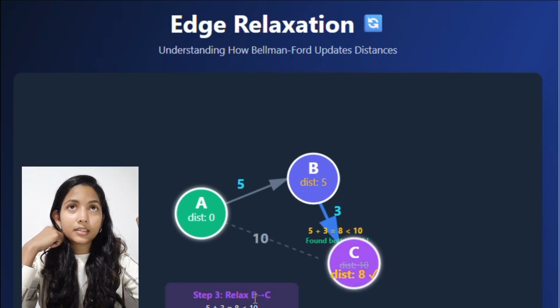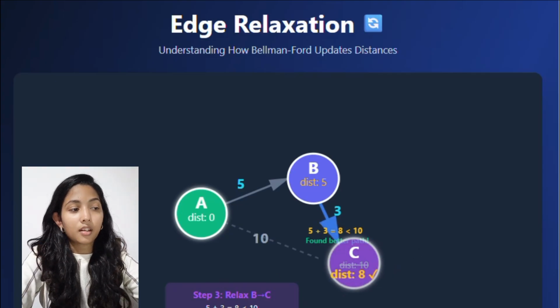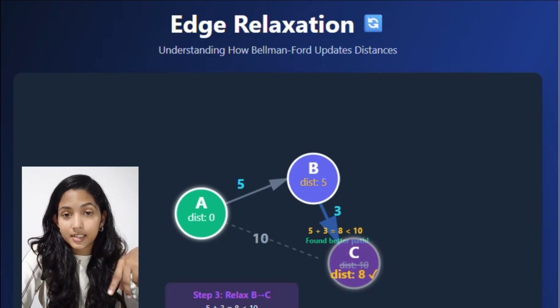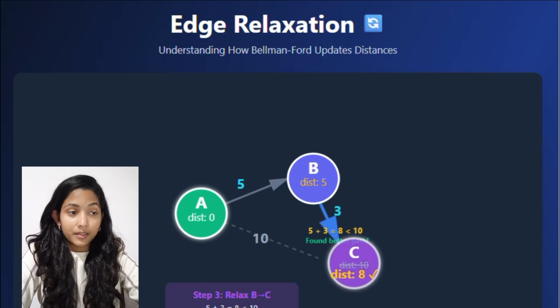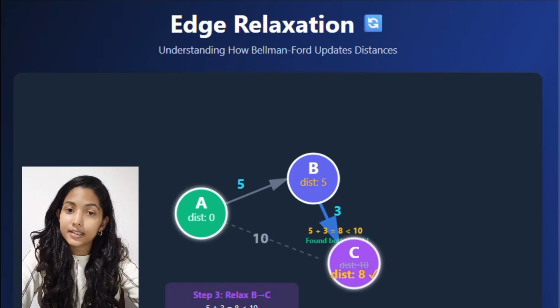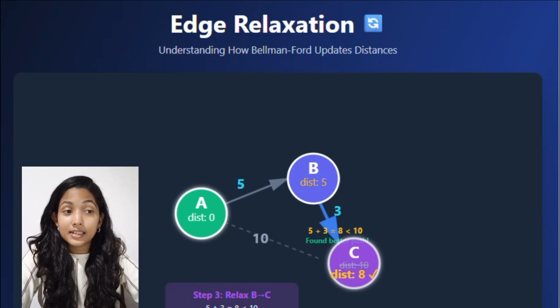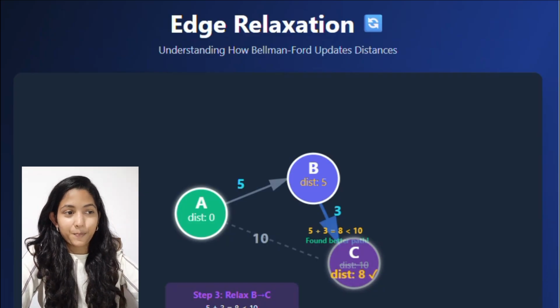The old distance gets crossed out and the new distance appears. So we found a better path. Going A to B and B to C, a total of 8, is better than A to C, a total of 10. This is the power of relaxation.